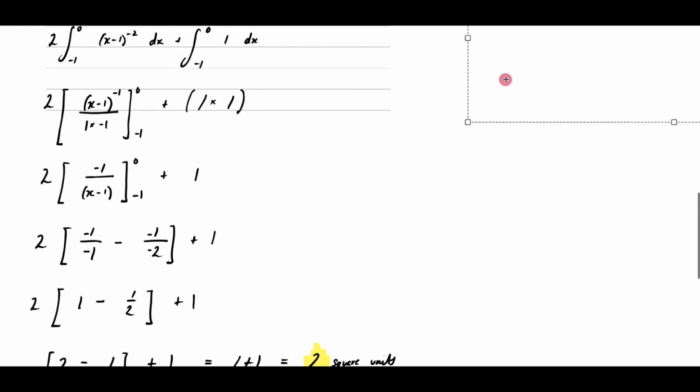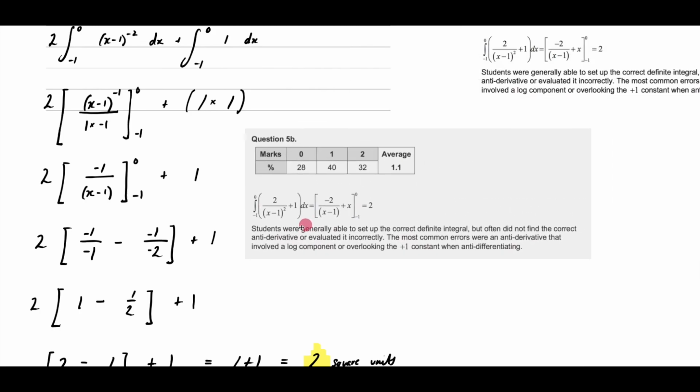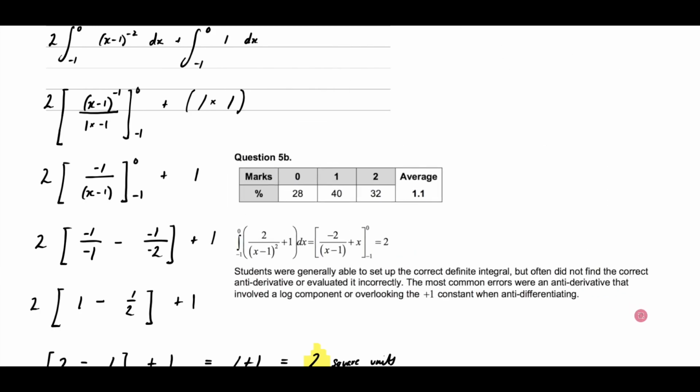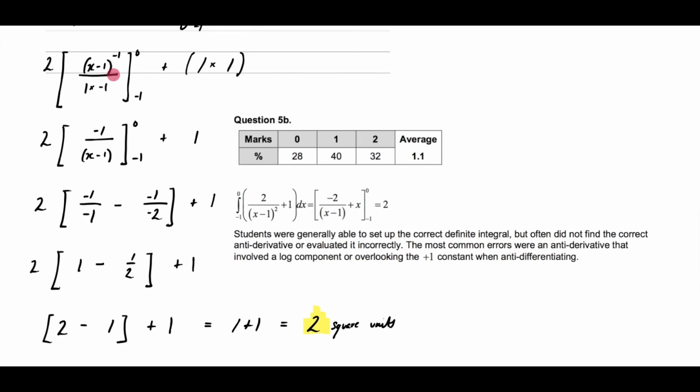So if I come up here and find it, there it is. Okay, let's have a look here of how people went. So as you can see, 32% of the state got full marks for this question, the average mark being 1.1. As you can see there, they just left their answers merely 2. They didn't put square units in, and that's perfectly fine. You can just put 2 in.